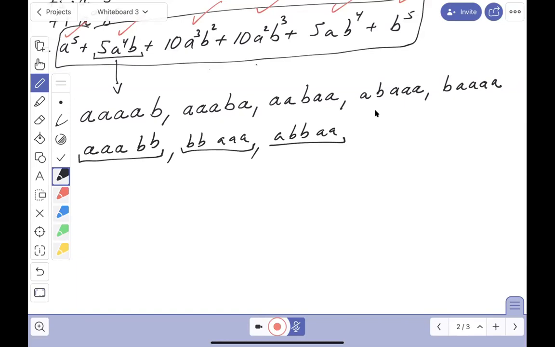Now, I need a better way of doing it, though. And what I'm going to talk about is that there's a way to compute a binomial coefficient, all right? There's a way to compute a binomial coefficient.